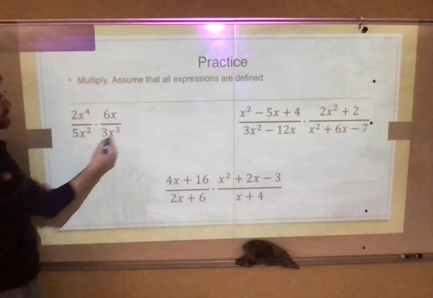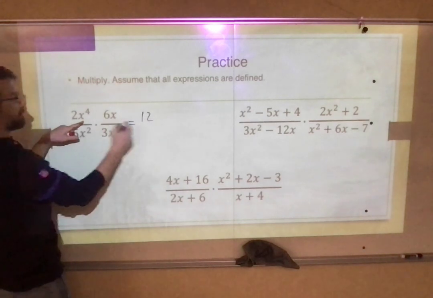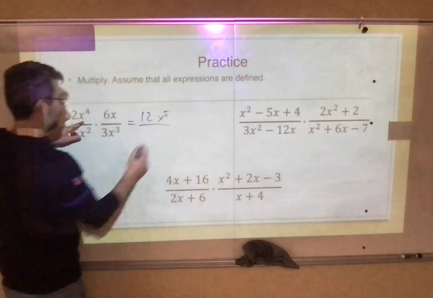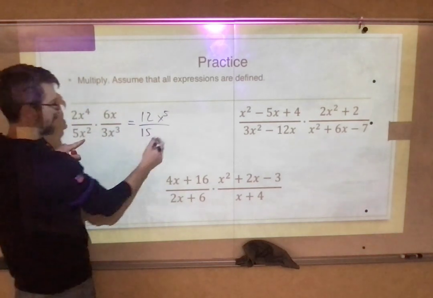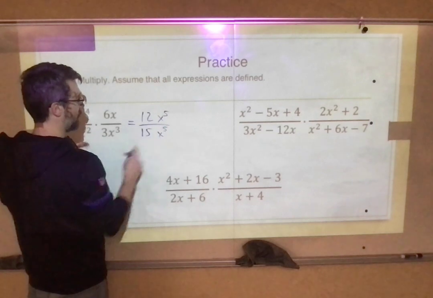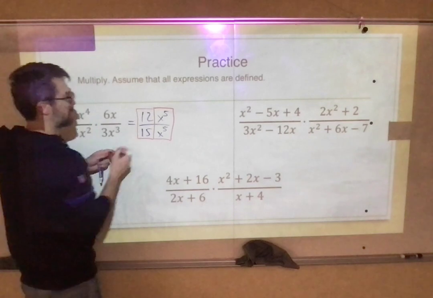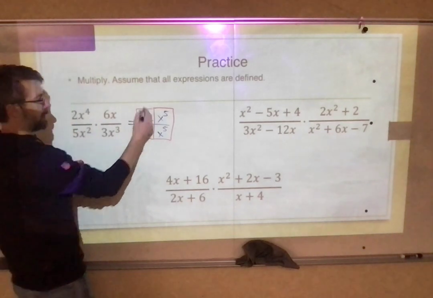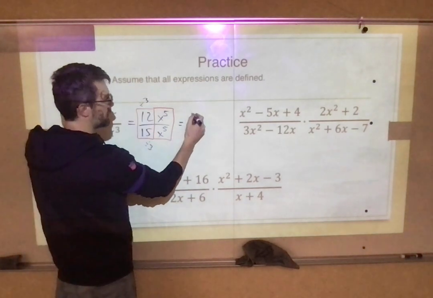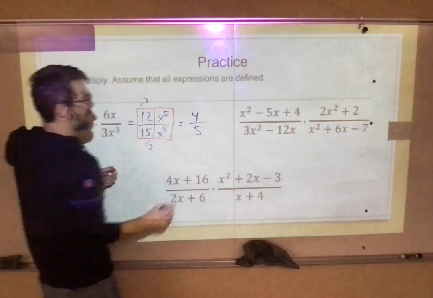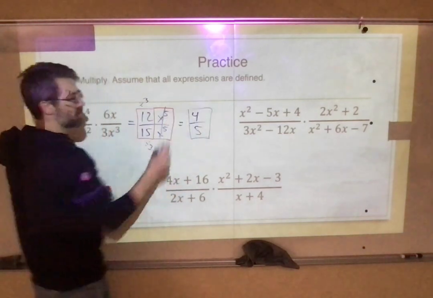Okay, so the first one, just like the first one from the last slide, 2 times 6 is 12, x to the 4th times x is x to the 5th. And then the denominator, 5 times 3 is 15, x squared times x cubed, x to the 5th. Again, I'm going to think about this in two parts, right? The 12 and the 15 are both divisible by 3, and so that gives us 4 over 5. And then the x to the 5ths totally cancel out, so there's no x's left. It's just 4/5.